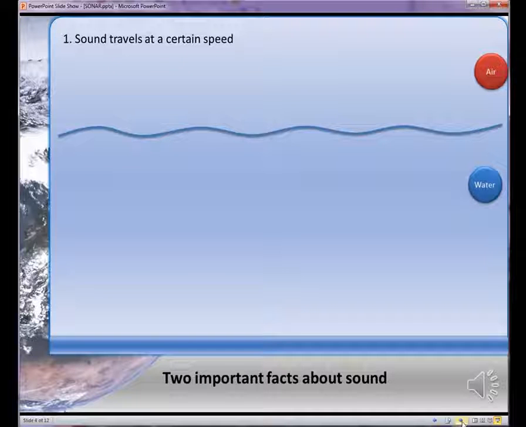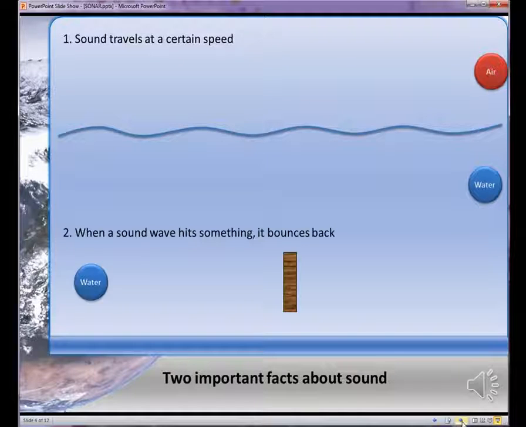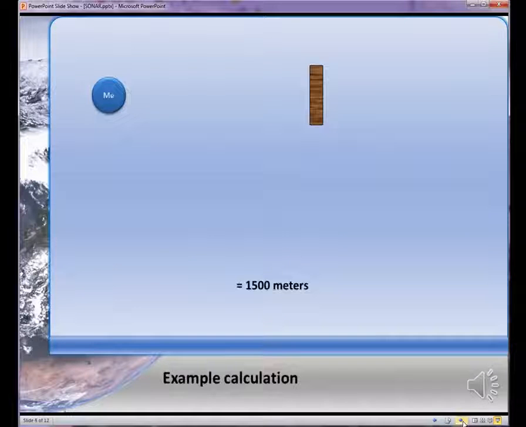Now, another important fact about sound is that it travels in waves and it bounces. So sound travels, hits something, and bounces back. Here's an example calculation. I'm pretending to be the blue dot, and then there's that board, something that's going to reflect the sound. I emit a noise, it travels to the board, it reflects back, and then I hear it. Note that the total elapsed time was 2 seconds. The sound started at 4:20:02, and it returned 2 seconds later.